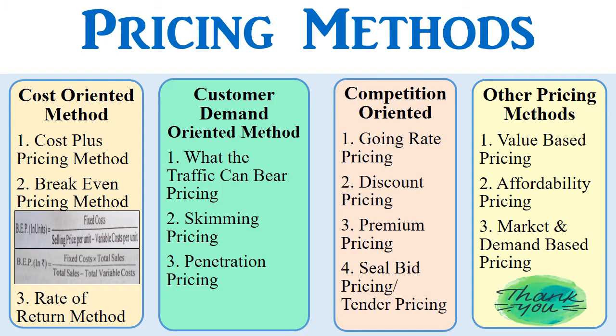As we know, most of the companies fix the price of their products after carefully studying their competitors' prices. So first is going rate pricing, or we call it parity pricing. Under this method, the price of a product is calculated on the basis of the price of competitor products. For example, Coca-Cola and Pepsi mostly follow this kind of pricing method.